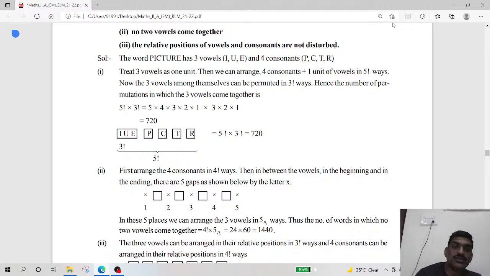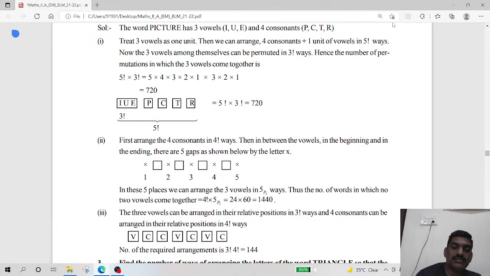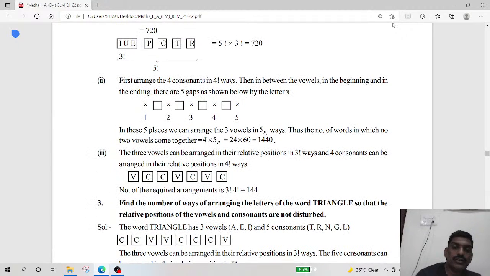What is the next one? No two vowels come together. First arrange 4 consonants in 4 factorial ways. Then the remaining places, means gaps, you can take 1, 2, 3, 4, 5. In these 5 gaps, how many vowels we have? 3 vowels we have. Then 5P3 ways we can. Totally 4 factorial times 5P3, that is 1440.